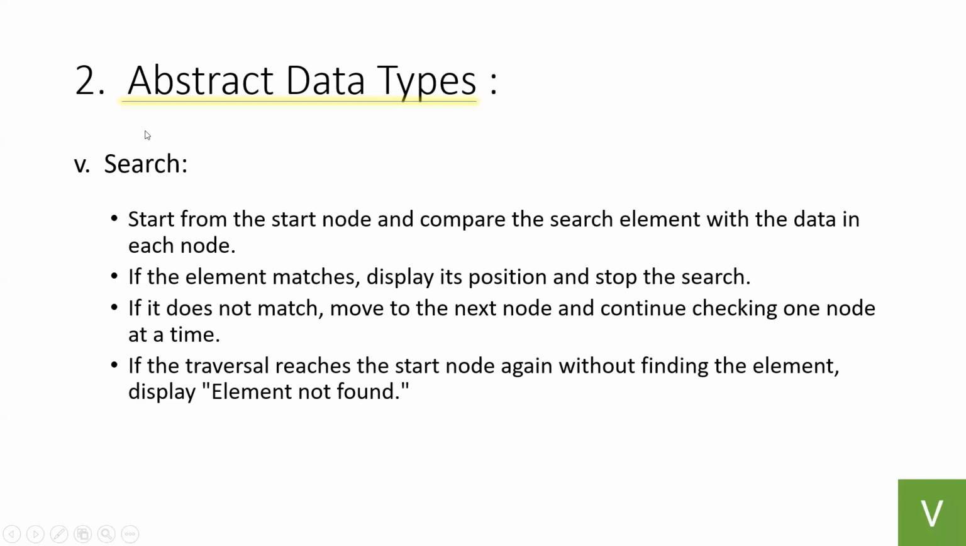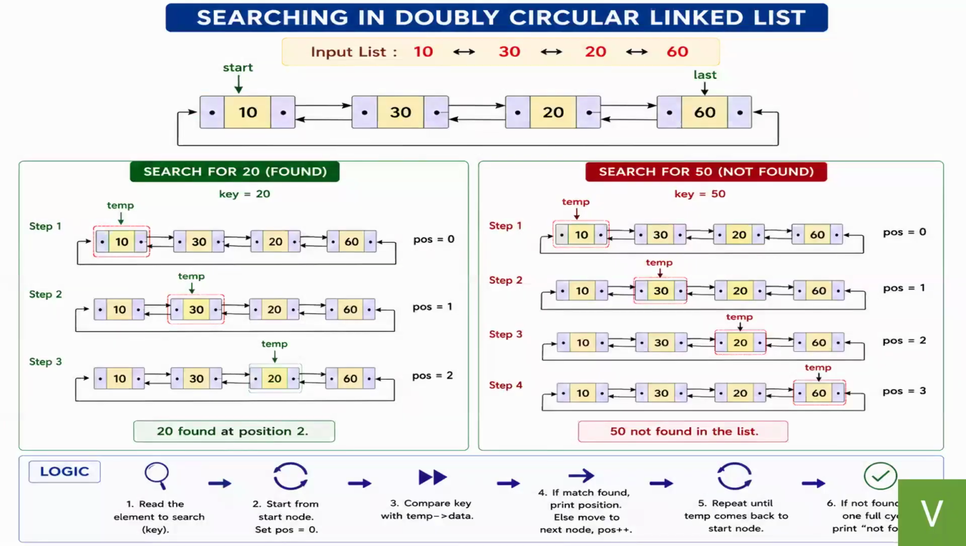Now let us understand clearly with the help of an example. Let us consider we have a double circular linked list of four elements: 10, 30, 20 and 60. After creating the double circular linked list, we will have two pointers, start and last. The start pointer variable is assigned to the starting element and the last pointer variable is assigned to the last node. To understand how the start and last pointer variables are assigned, please watch the create function video.